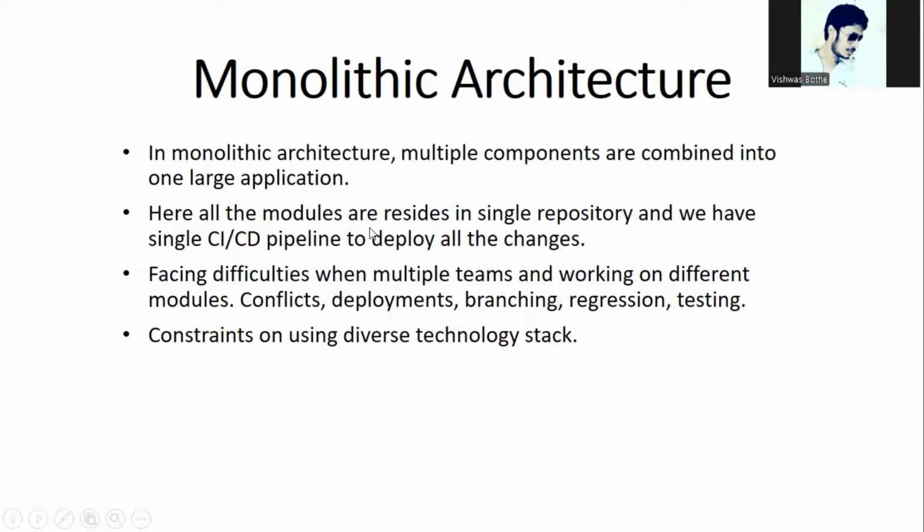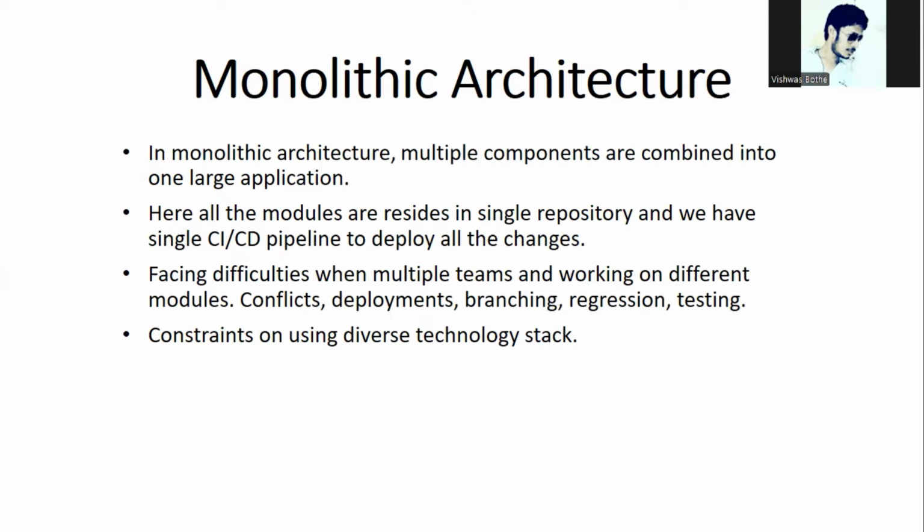So here, all the modules reside in a single repository, and we have a single CI/CD pipeline to deploy all the changes. As everything is present in the single repository, we have a single CI/CD pipeline to deploy all the changes on different environments, right? And due to the single repository, we are facing multiple issues with monolith architecture. That is, we're facing difficulties when multiple teams are working on different modules, right? As the application is large, we have multiple teams to handle different modules in a single repository, right?